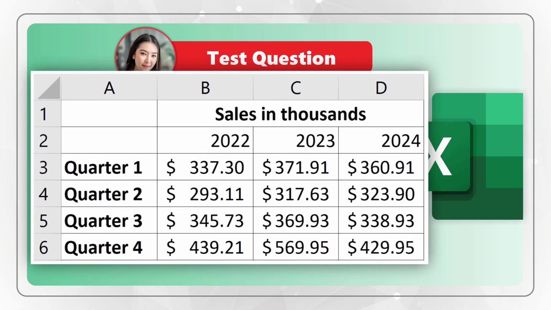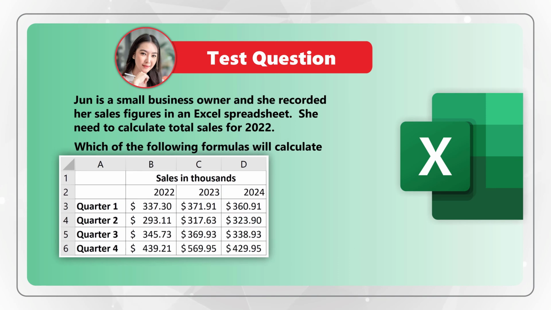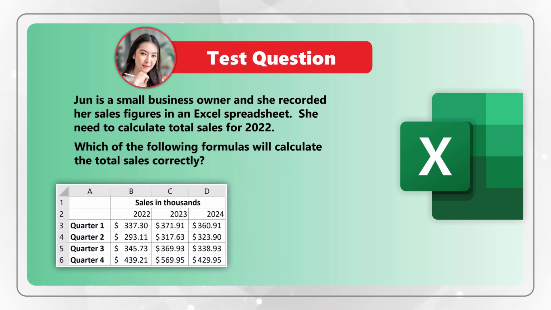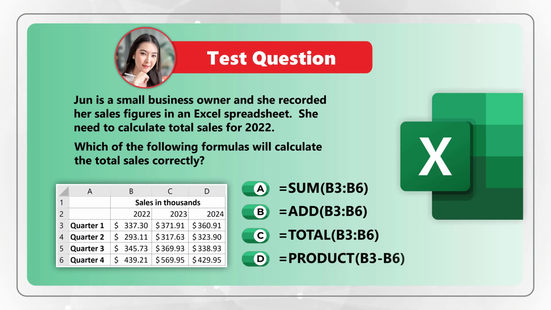You're presented with a snapshot of data from Microsoft Excel, and you need to select one out of 4 possible choices. Choice A, equals SUM B3 through B6. Choice B, equals ADD and then in parentheses B3 through B6. Choice C, equals TOTAL and then in parentheses B3 through B6. And last but not least, choice D, equals PRODUCT and then in parentheses B3 minus B6.